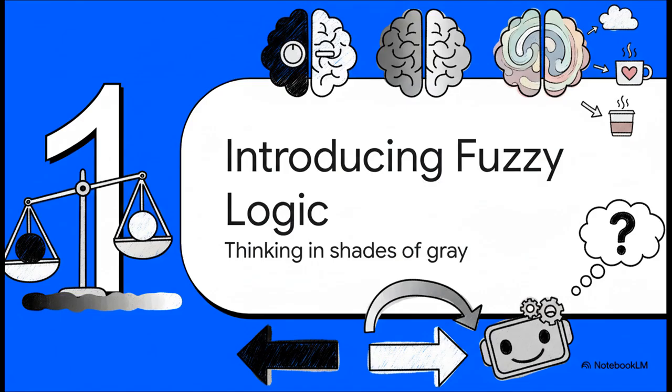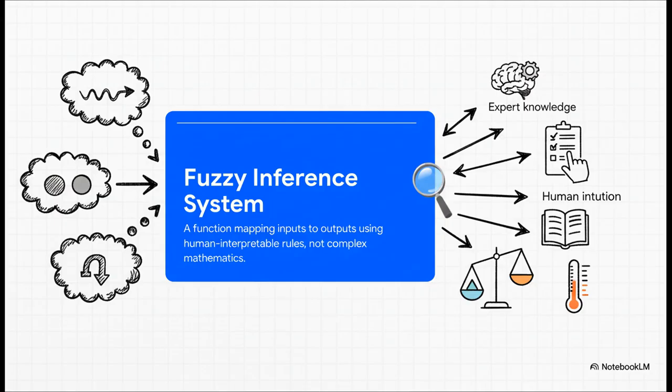So at the core of all this is something called a fuzzy inference system. And what's so amazing about it, and this is the key part, is that you don't need to be a math genius to build one. You can literally just take expert knowledge, human intuition, and write it down as a set of simple, easy-to-read rules.